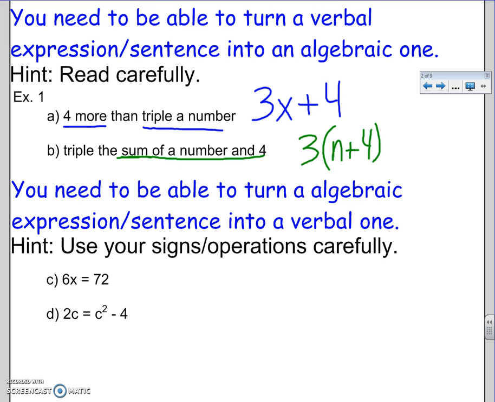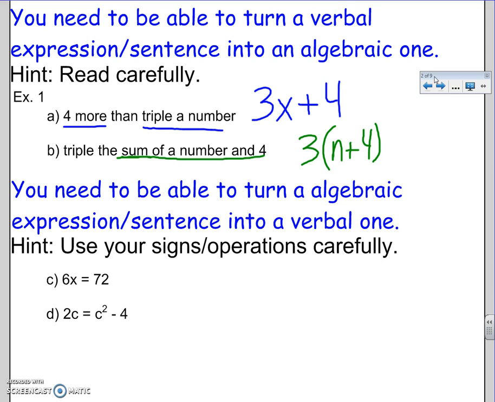So they're very similar, A and B. That small change made the answer completely different. So make sure you read carefully. You also need to know how to be able to turn an algebraic expression or sentence into a verbal one, the backwards. So here, make sure you use your signs and operations correctly.